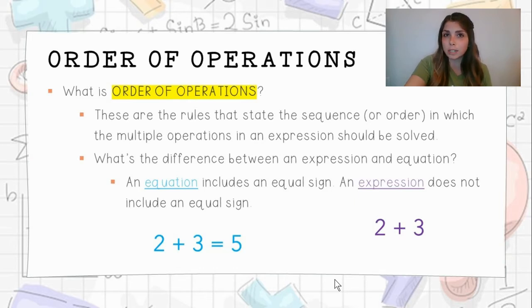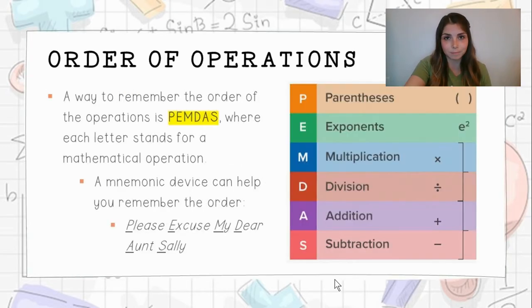So what's the difference between an expression and an equation? An equation includes the equal sign. You can see the example there in blue, 2 plus 3 equals 5. That's an equation because it includes an equal sign. An expression is the part of the equation without the equal sign. So the 2 plus 3 portion of this equation would be called the expression.